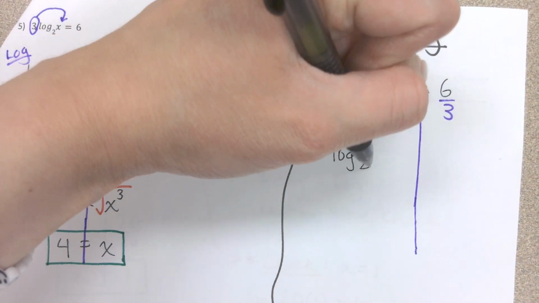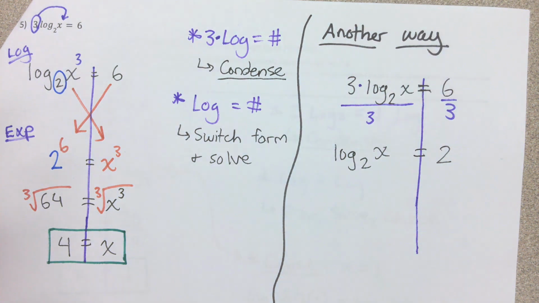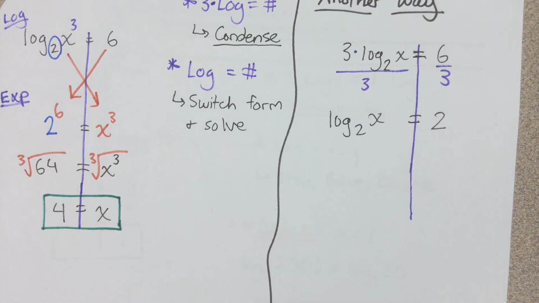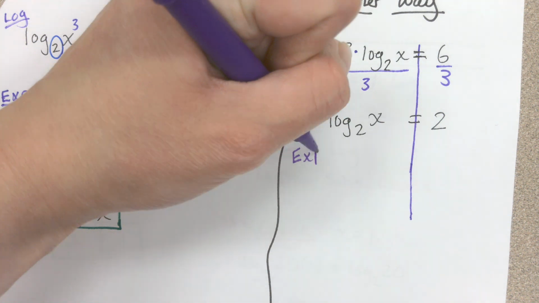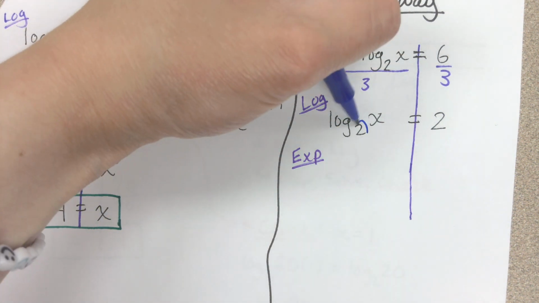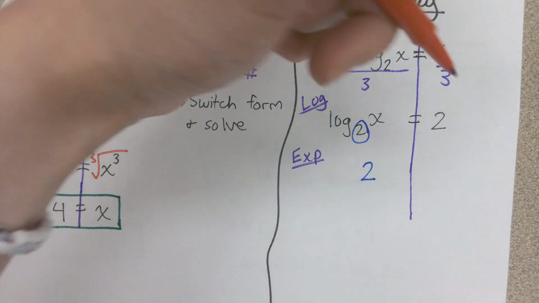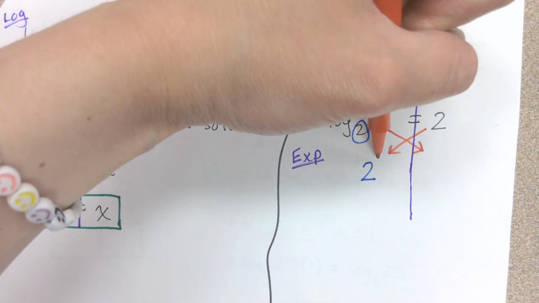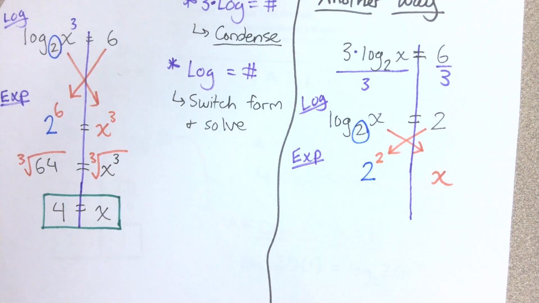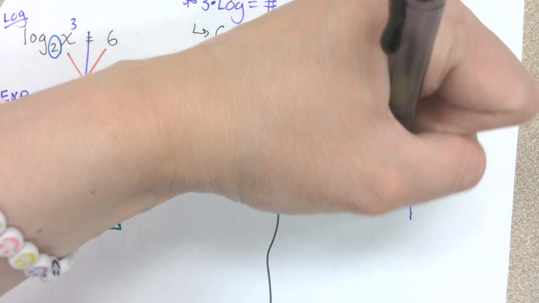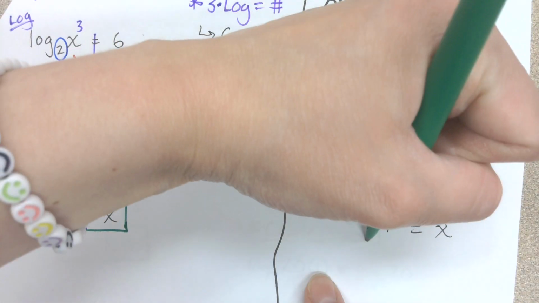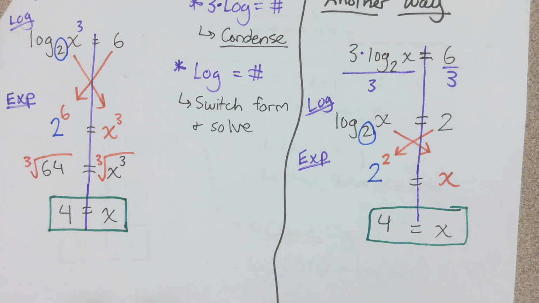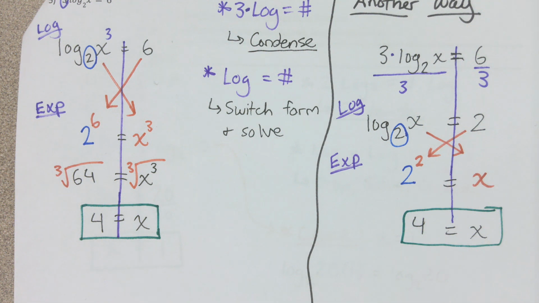Now we have log base 2 of x is equal to 2. And now we are at log equals number, so we switch form and solve. So we're going from log to exponential form. Base stays base. My base is 2. The other 2 switcheroo. 2 squared on the left and just x on the right. 2 squared is 4. 4 equals x. There you have it. So you are more than welcome to solve that way if you prefer.